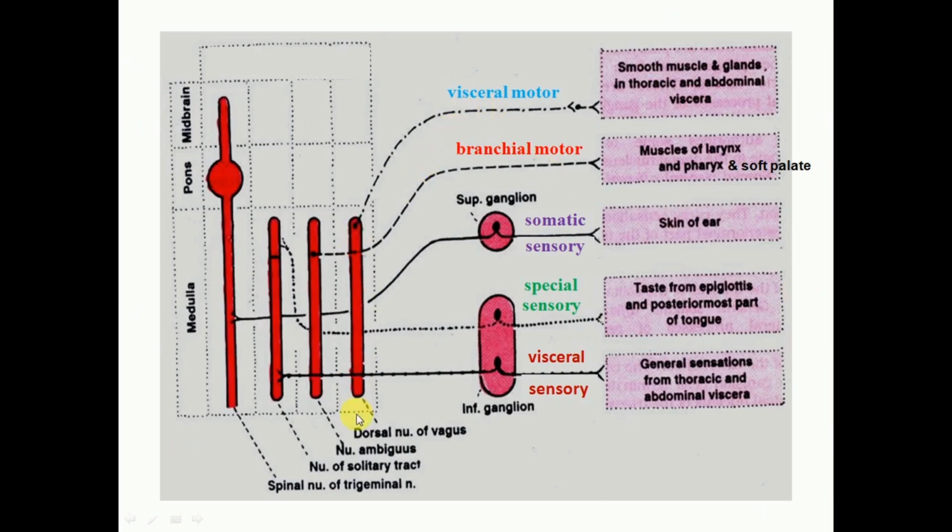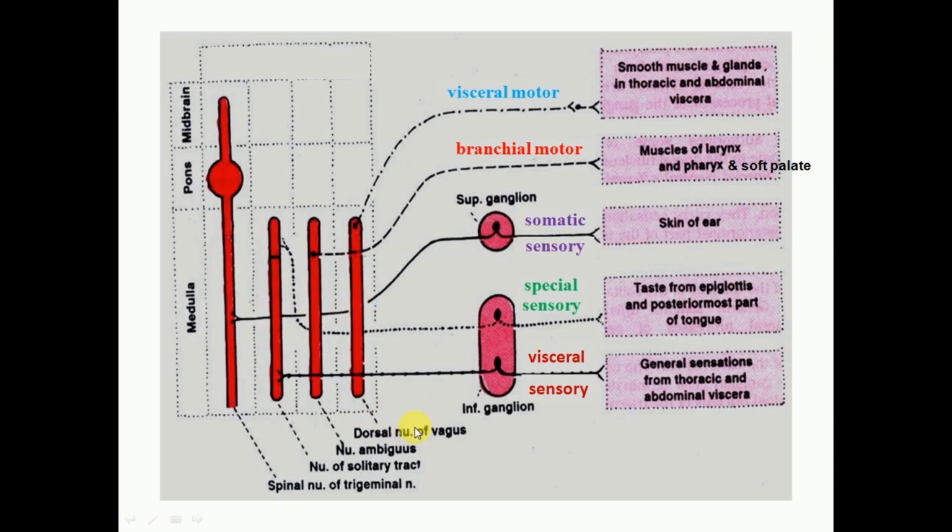As we can see here, this is the dorsal motor nucleus of vagus. This is an elongated column present in the medulla, and the preganglionic fibers will arise from this nucleus and eventually supply the smooth muscle and glands of thoracic and abdominal viscera. Then there is the branchial motor component. Here we can see this nucleus is the nucleus ambiguus, as we just saw. The fibers coming from the nucleus ambiguus and traveling in the vagus nerve will eventually supply muscles of pharynx, larynx and soft palate.